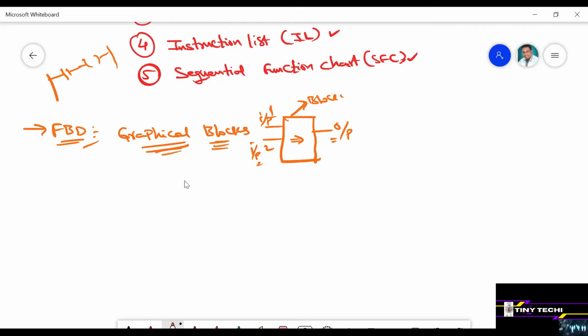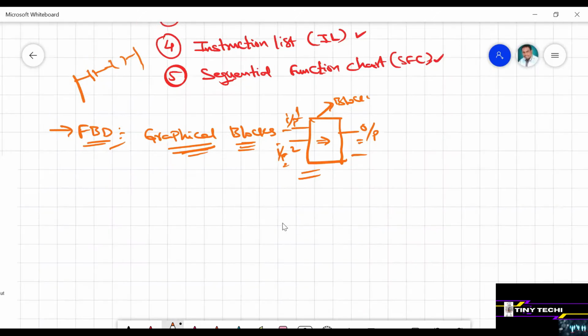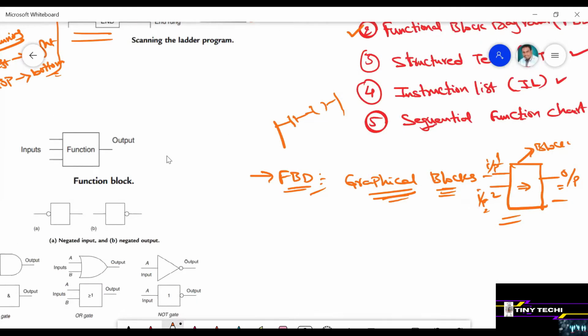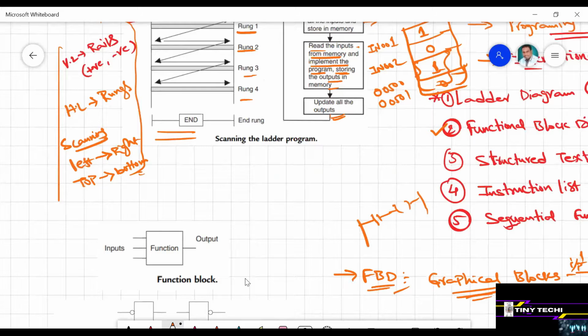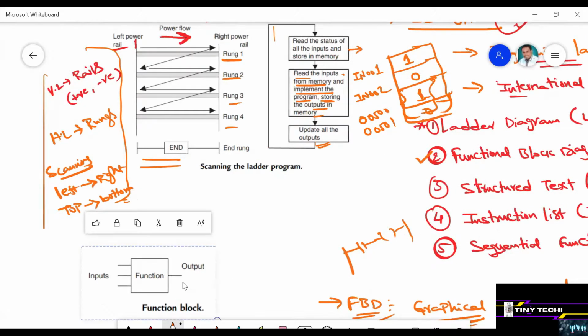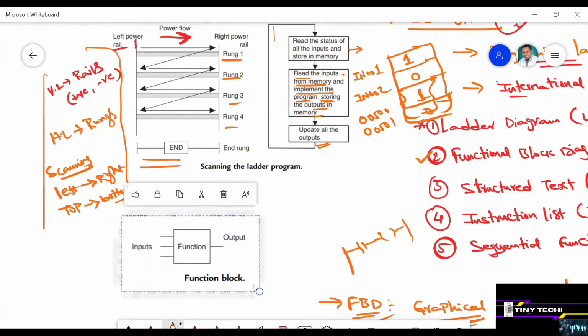So this function block diagram program is an instruction unit which, when executed, produces one or more output values. It is represented by the blocks. We are connecting the inputs on the left side and the outputs on the right side. We can see here, this is a functional block description. This is how we can denote the functional block.